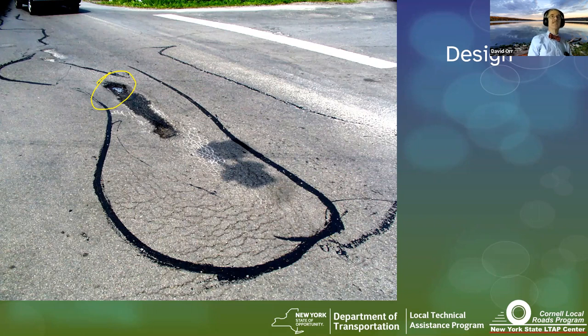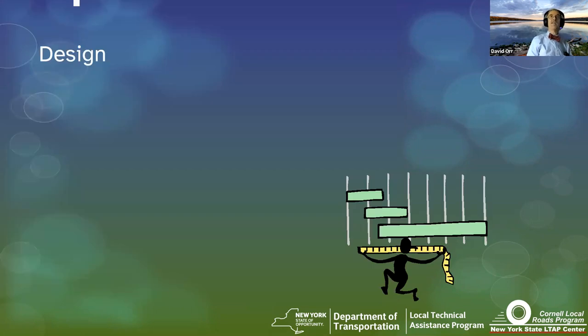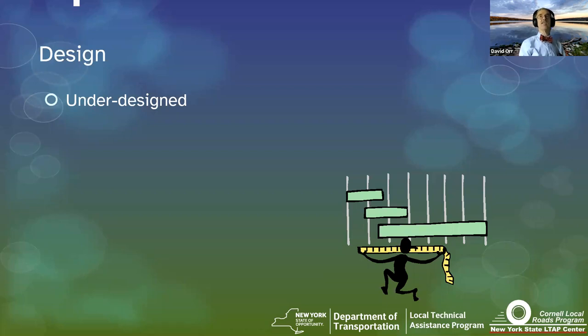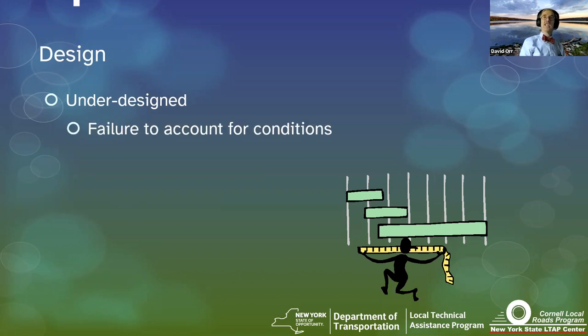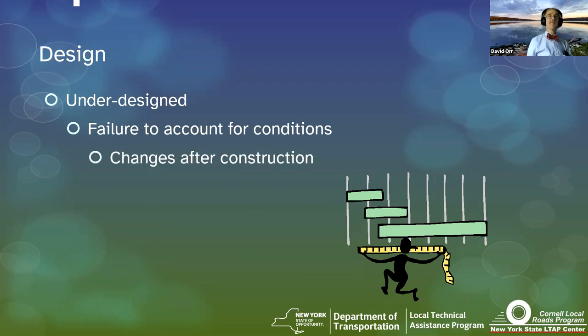So when it comes to the design of a roadway, the most common thing we see, especially because economic budgets are tight, is they're under designed for the loads. You've got to build the road to handle the loads. You've got to account for the conditions. This happens quite often. What's going on? Do you have the right number of trucks? Do you have the right weights in your trucks? What's going on in the ground? What might or might not happen afterwards? What changes over time? That could make a big difference for you.